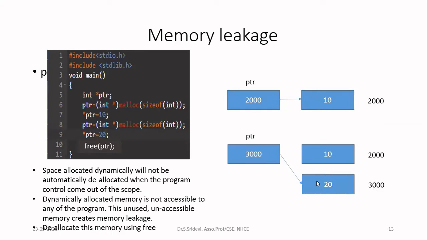Now let us see what is memory leakage here. You can see line number 10. In line number 10, I am writing free ptr. Can anyone tell me which memory will be returned to the garbage area? 3000. Yes, starting from 3000 up to 3003, that will be returned to the garbage area.